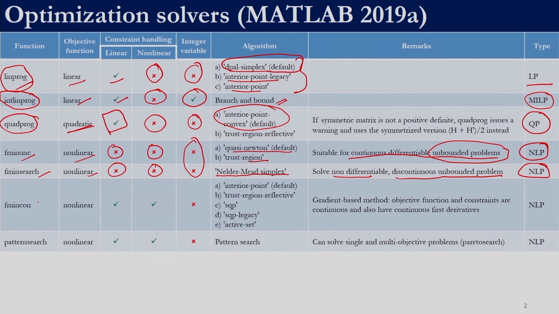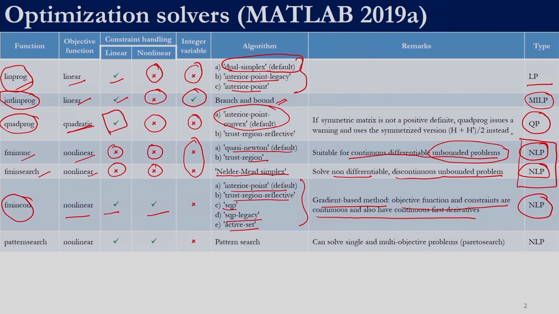The other widely used function is fmincon. Fmincon can support linear constraints, nonlinear constraints and nonlinear objective function. It has these 5 methods: interior point (the default), trust region reflective, SQP, SQP legacy and active set. This is a gradient based method. So the objective function and constraints are continuous and should also have continuous first derivatives. In those cases we can use function fmincon to solve nonlinear constrained optimization problems. Here also we have written NLP, but here constraints are allowed, whereas in these two, constraints were not allowed.